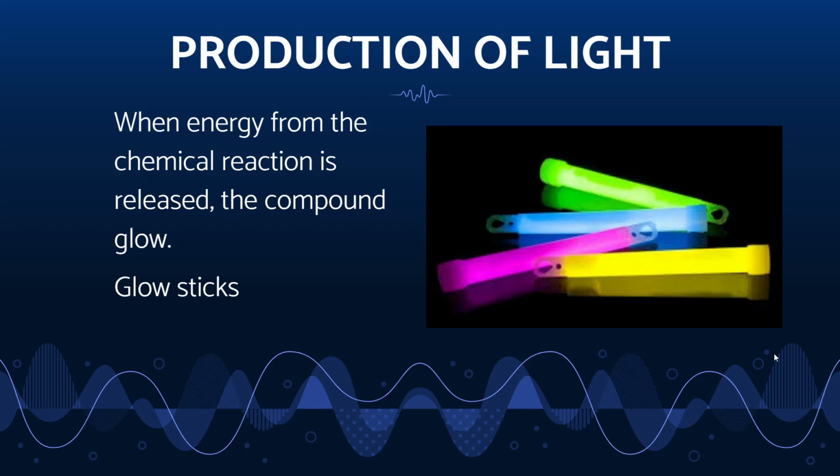Another way you can tell that a chemical reaction has actually occurred is if light is produced. I'm pretty sure we've all played with glow sticks before. You have to crack them, and when you crack a glow stick, you're actually breaking a container, a little barrier or bubble on the inside, so that the chemicals can mix together. And then when those chemicals mix together, they release energy in the form of light. So glow sticks are an example of a chemical reaction.